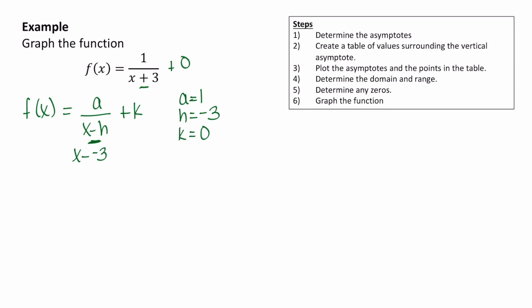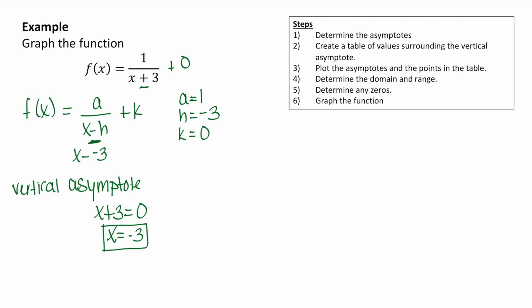So let's figure out the asymptotes. You can use the definitions or you can use the equation to figure out the asymptotes. Remember, the vertical asymptote is determined by setting the denominator equal to 0, or you can say x equals h. Either way is fine. So we say x plus 3 equals 0, which gives us x equals negative 3. That's the vertical asymptote. The horizontal asymptote is given by y equals k. In this case, y equals 0.